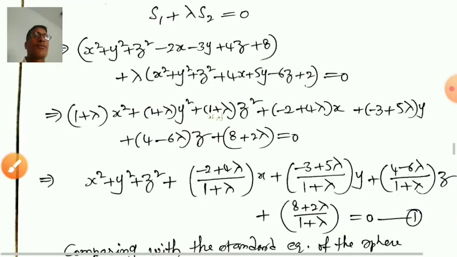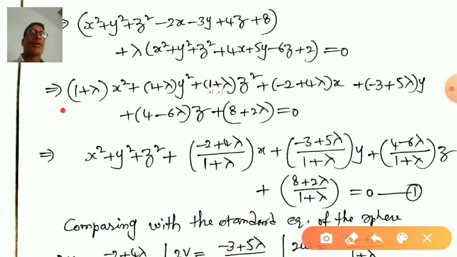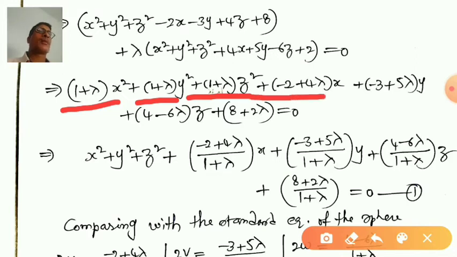On simplification, we will get 1 plus lambda x square plus 1 plus lambda y square plus 1 plus lambda z square plus minus 2 plus 4 lambda x plus minus 3 plus 5 lambda y plus 4 minus 6 lambda z plus 8 plus 2 lambda is equal to 0.